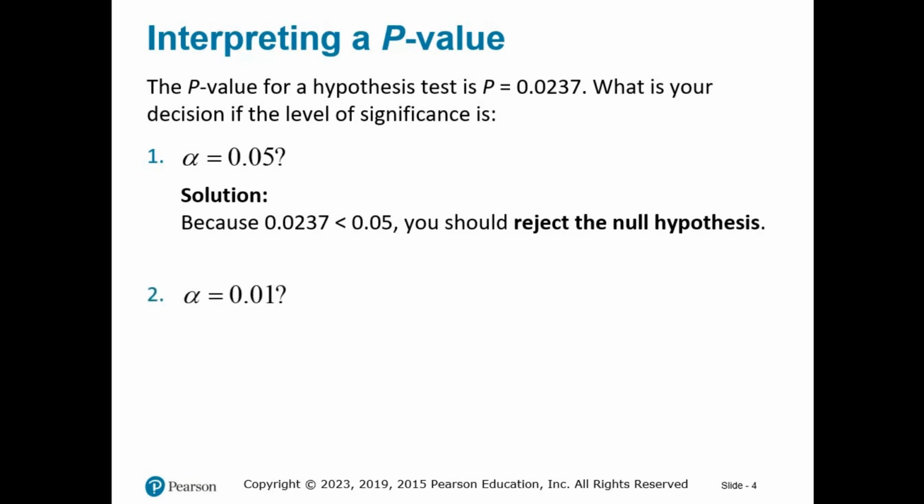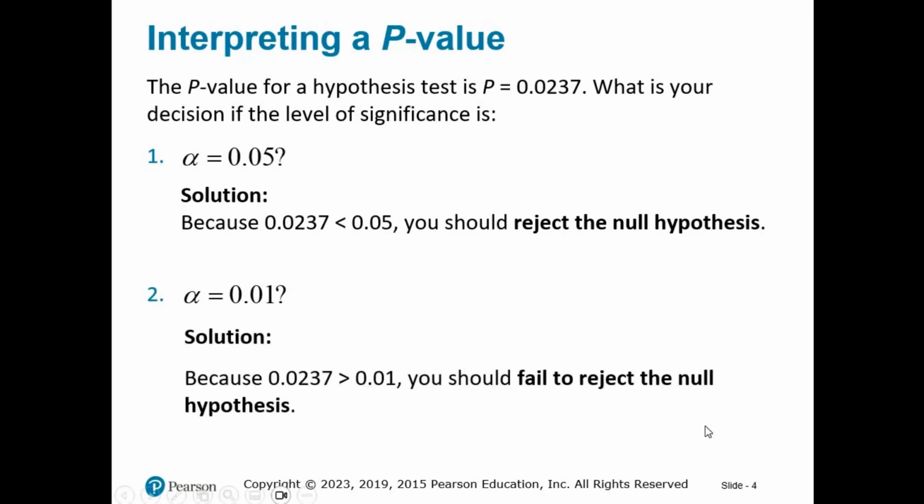Okay, next one. The p-value is the same. It is p equals 0.0237, but this time alpha equals 0.01. What is our decision? Our question is, is 0.0237 less than 0.01? No, it is not less than 0.01. So what do we do in this case? Well, we fail to reject the null hypothesis. We do not have the evidence to support rejecting the hypothesis in this case.